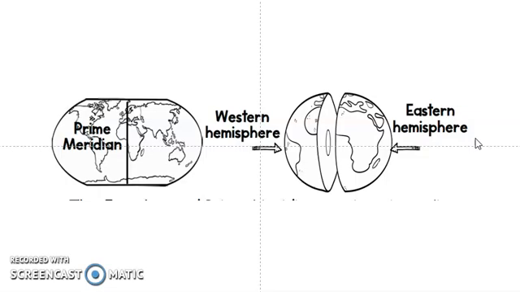Let's look and see what continents are in the western hemisphere. So on the west, we have North America, South America, Antarctica, part of Africa, and part of Europe. On the eastern side, we have Europe and Asia, Africa, Australia, and Antarctica.